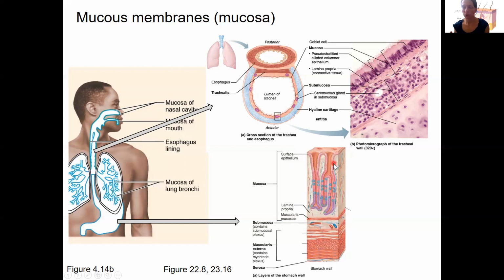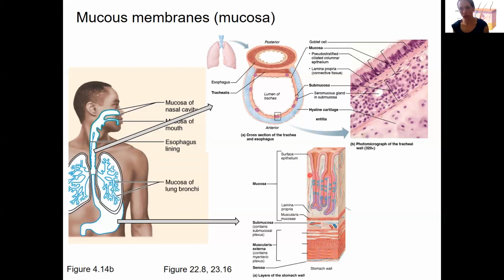Mucous membranes also often have goblet cells, which I'll come back to with glands. You've seen them in lab as well. Those are mucus producing cells. So mucous membranes often produce mucus as part of their function for lubrication in the trachea and in the intestines as well. So these mucous membranes are always important for absorption or secretion or both.